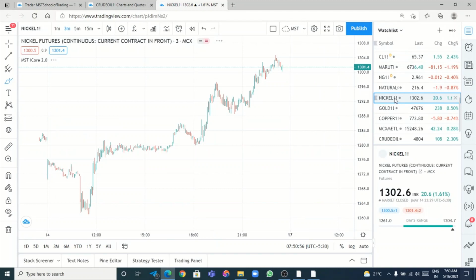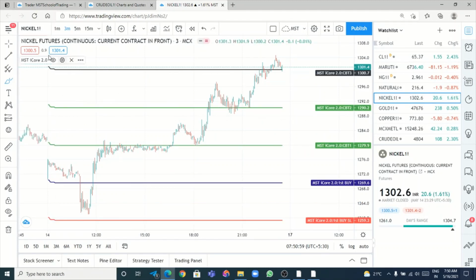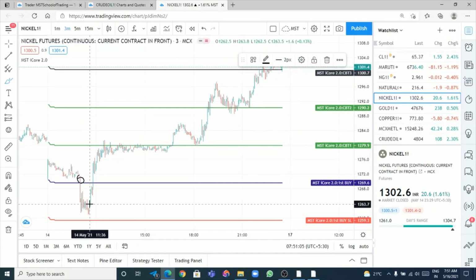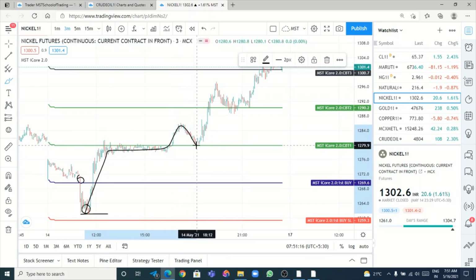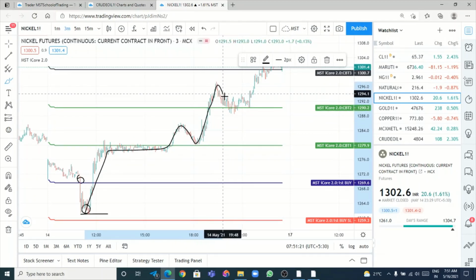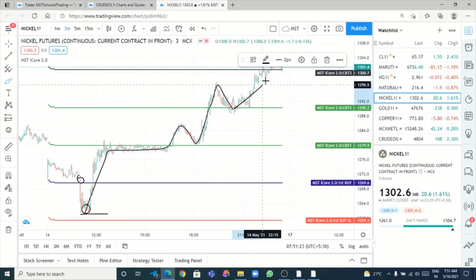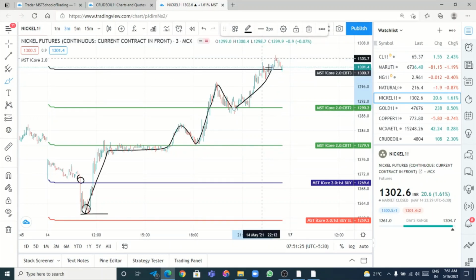Then I will show you nickel. So yesterday in nickel, what happened? First buy only got activated, then it almost reached the stop loss, but the stop loss was safe. Then it immediately returned, first target done, range bound market. It took support from the first target, second target done, then it took support from the second target, then again third target done.